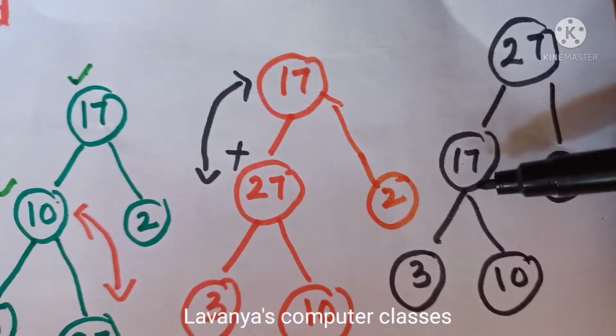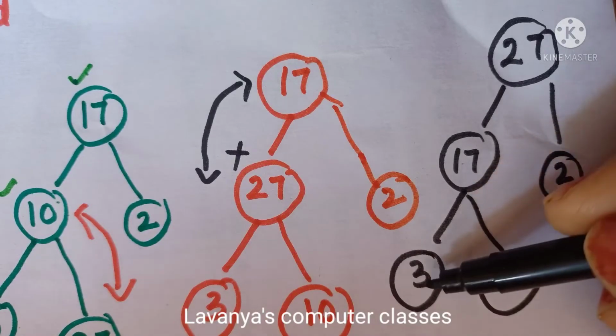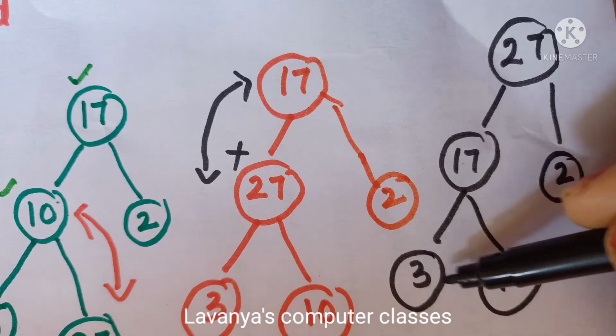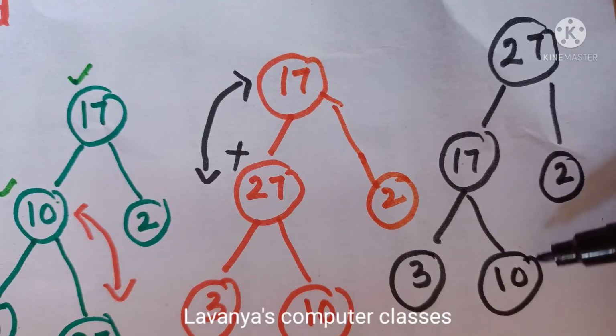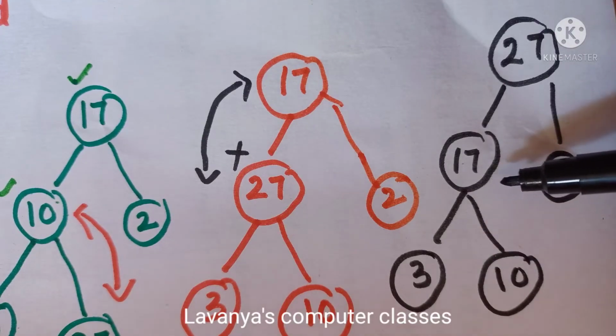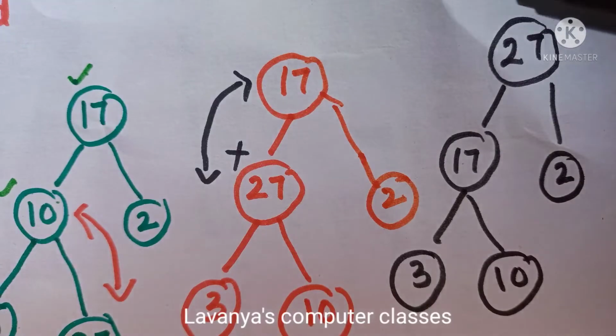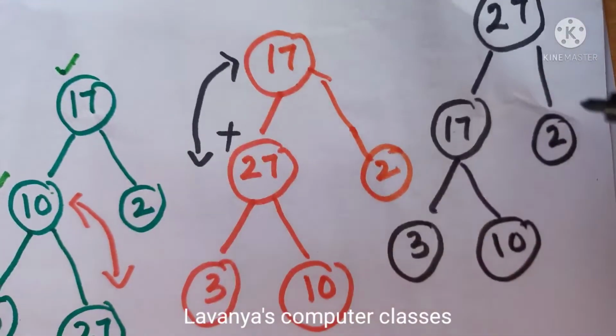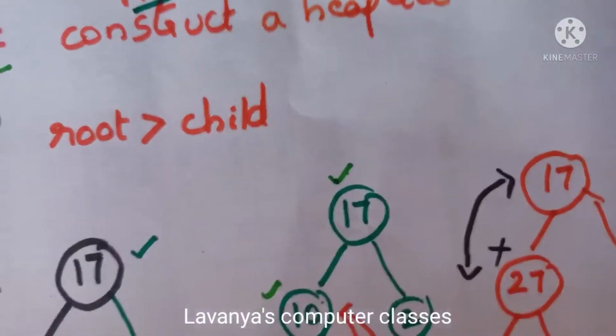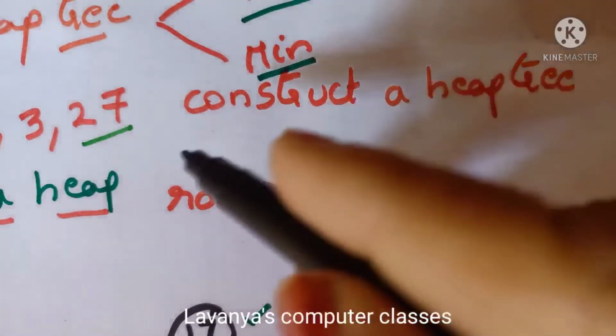Coming down, again 17 is a subtree. 17 has two children, 3 and 10, left and right children. Both the children 3 and 10 are smaller than its root node 17. So the total diagram obeys the max heap properties. Like this we construct a max heap.